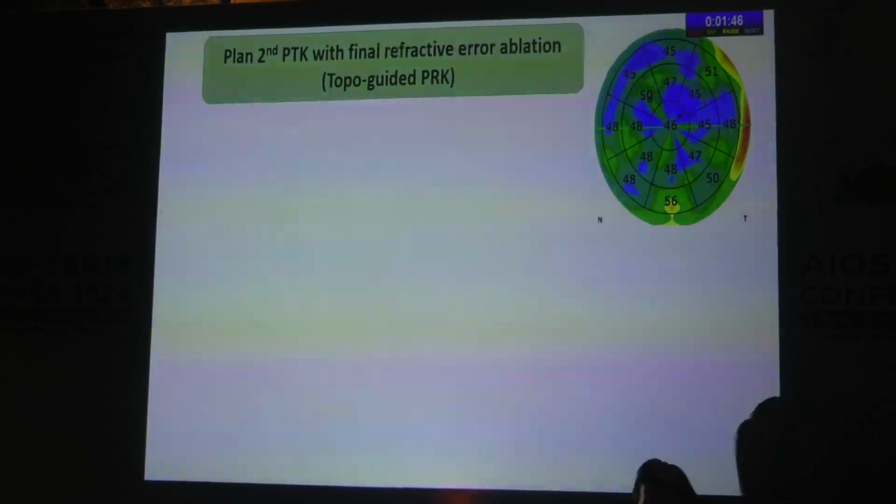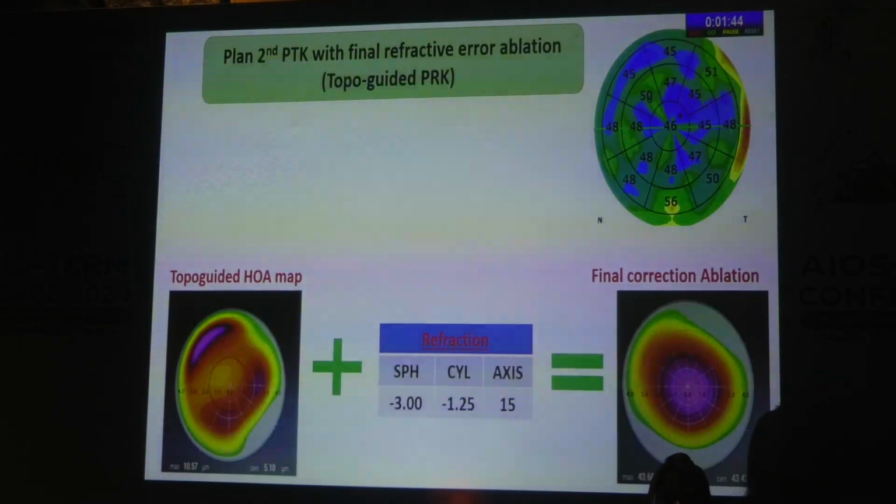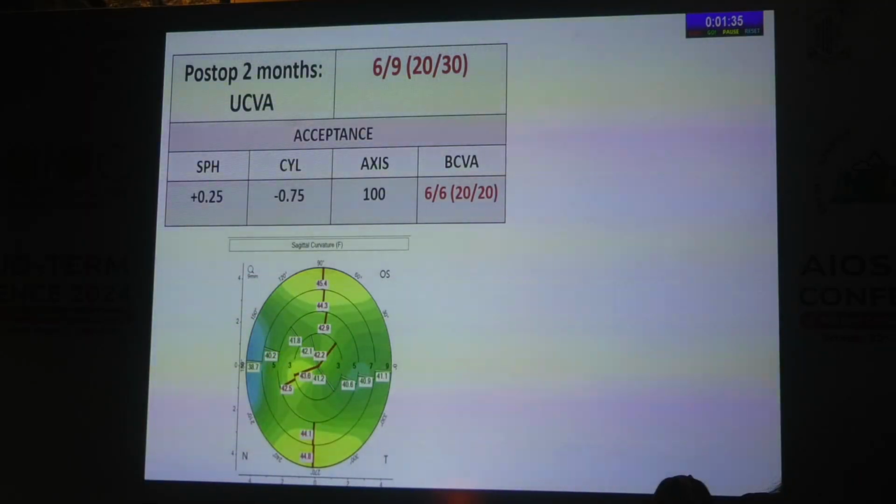Now, once we are satisfied that it is regular, we will go ahead with doing another PTK with a refractive correction, and this will be a topo-guided refractive correction. So we did a 50 micron transepithelial PTK, and then we did a topo-guided treatment. And now post-operative 2 months, she's 6 by 9 unaided, and the topography looks fairly regular.